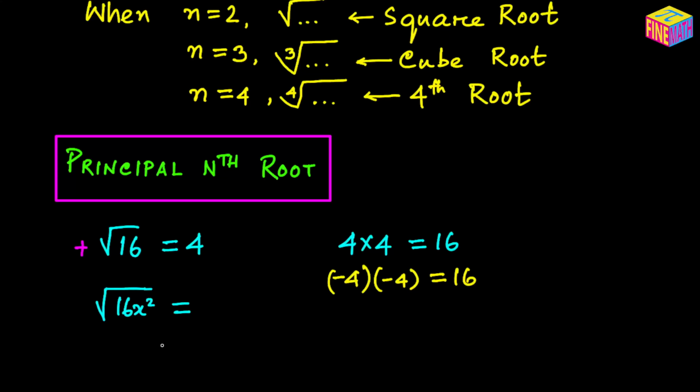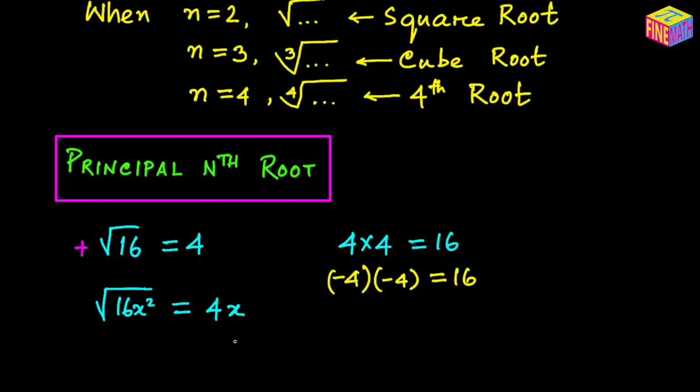And what would be the principal square root then? Well, the value has to match with the sign of the radicand. But in this case, what is the sign of the radicand here? 16 is positive and x squared is also positive. So 16 times x squared would be positive. So we are tempted to say that the square root of 16 times x squared would be equal to 4 times x. But we actually don't know whether x is positive or negative.